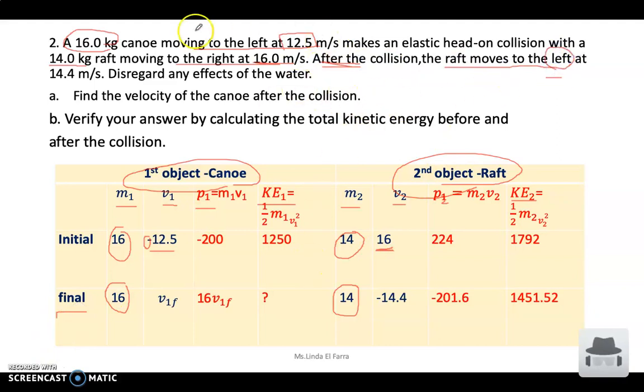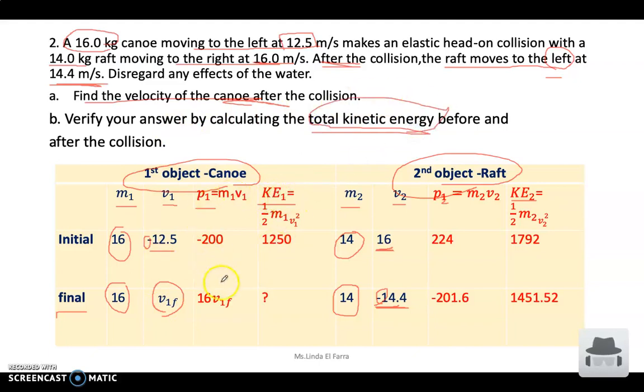Okay, what will be the velocity after collision? 14.4, negative 14.4. Find the velocity of the canoe. The canoe is the first object, which I don't have, so I have to write V1 final. Verify your answer by calculating the kinetic energy. That's why I add a column for the kinetic energy.